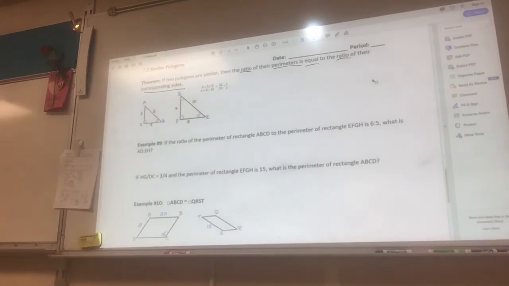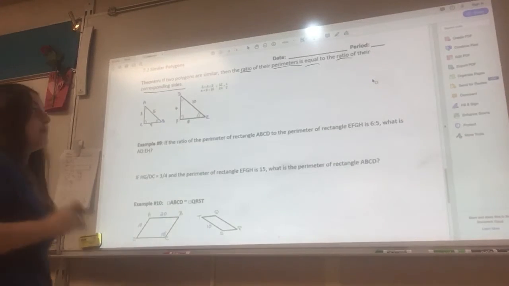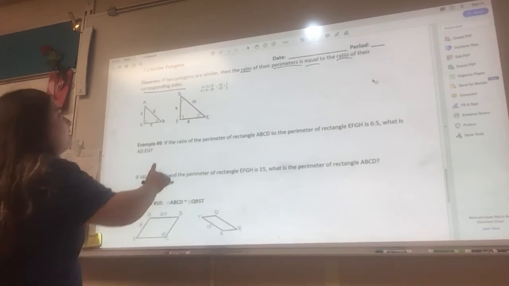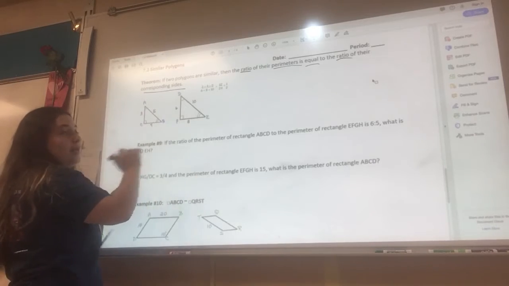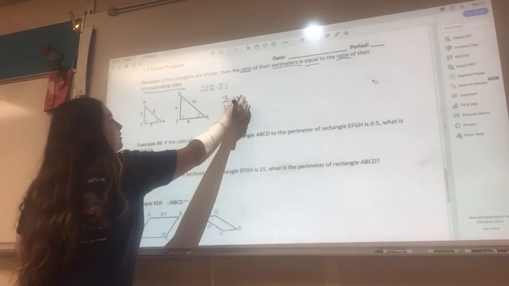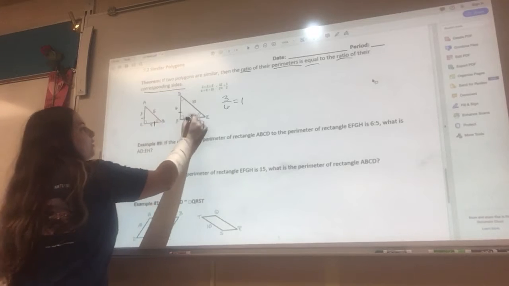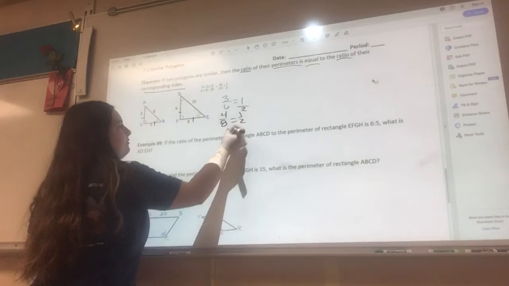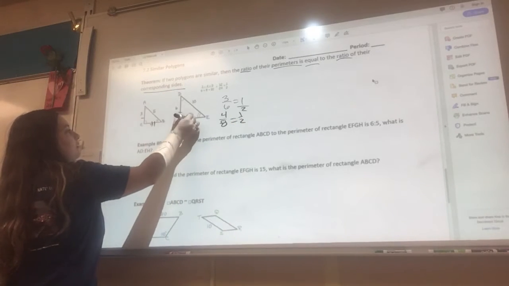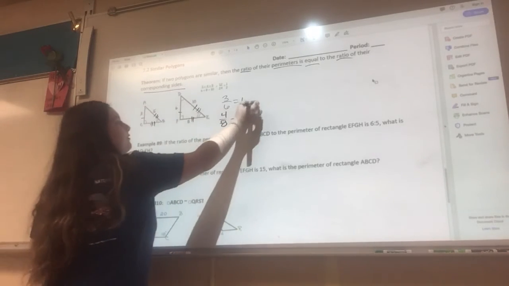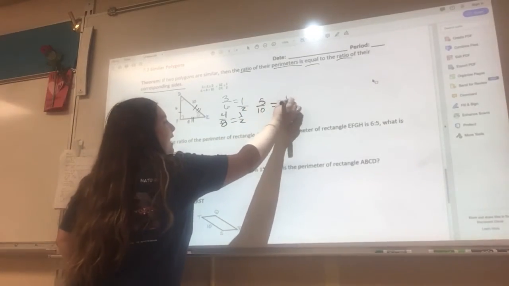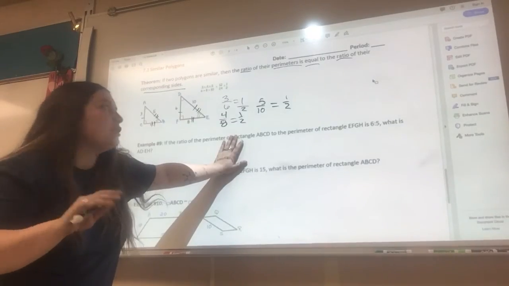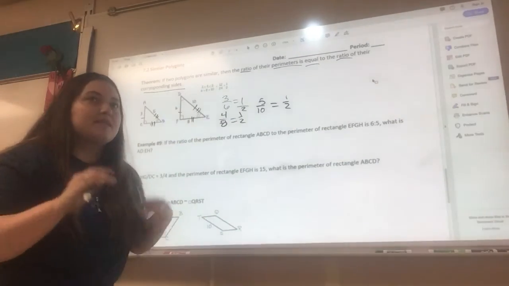So the ratios have to be the same. As you can see, 3 and 6 is 1/2. 4 and 8 is 1/2. And 5 and 10 is 1/2. So they all have a scale factor of 1/2. Their proportion, their ratio, well, that's determined with the perimeters.